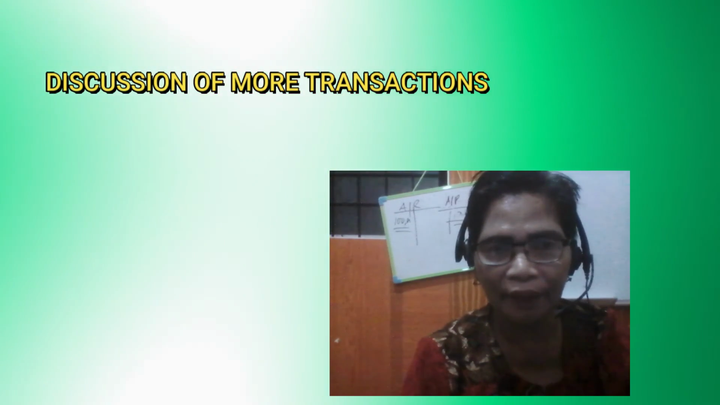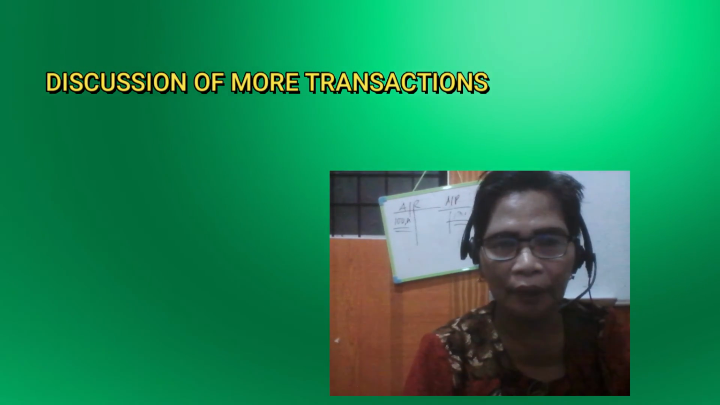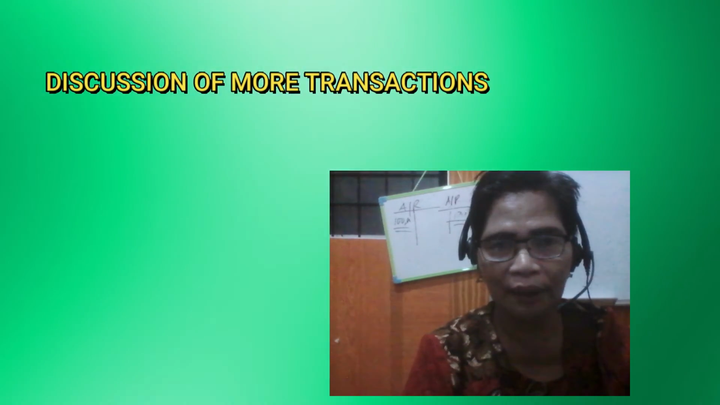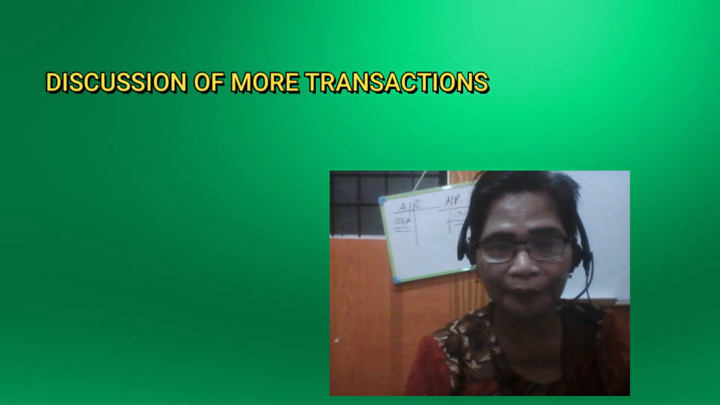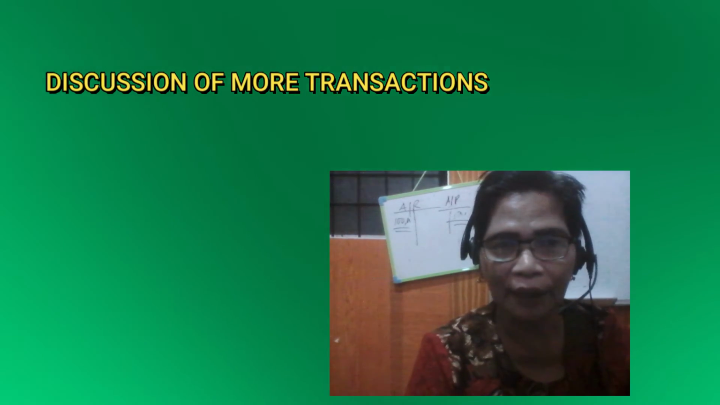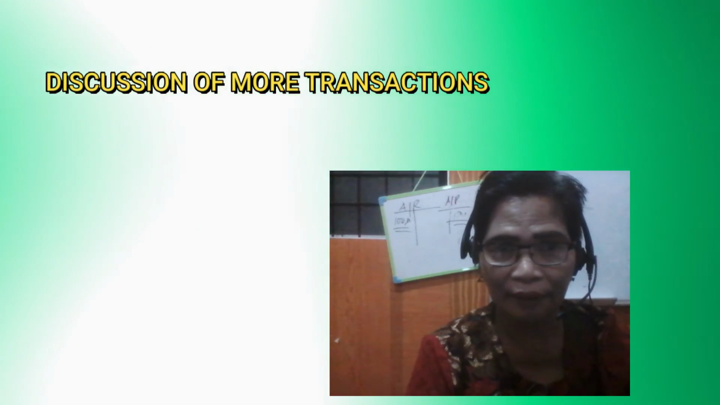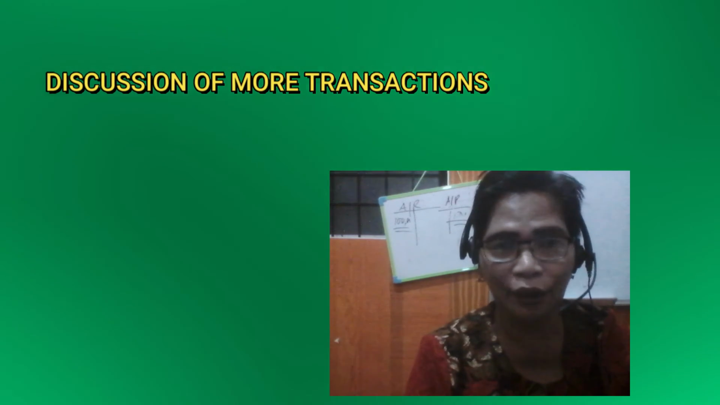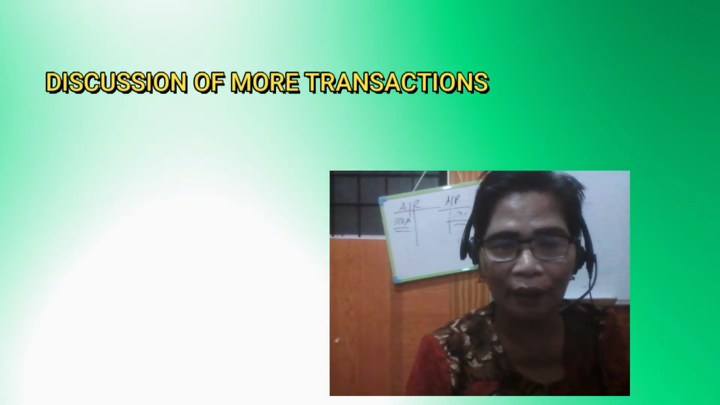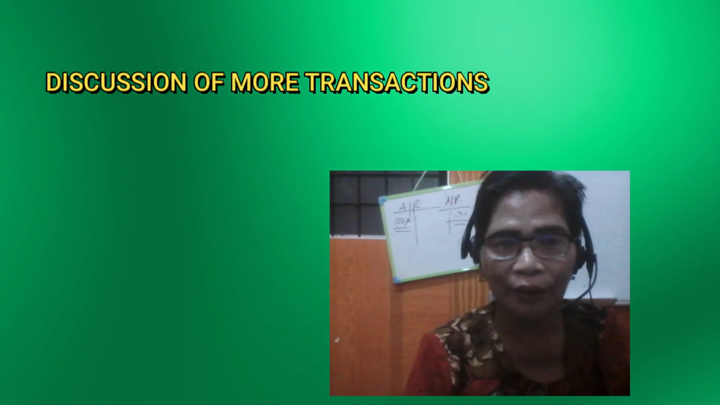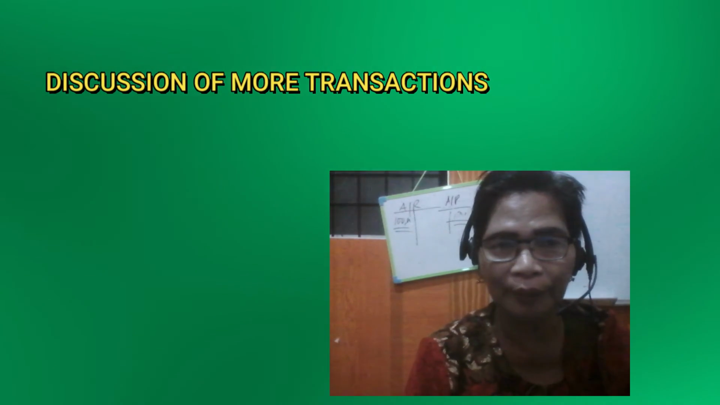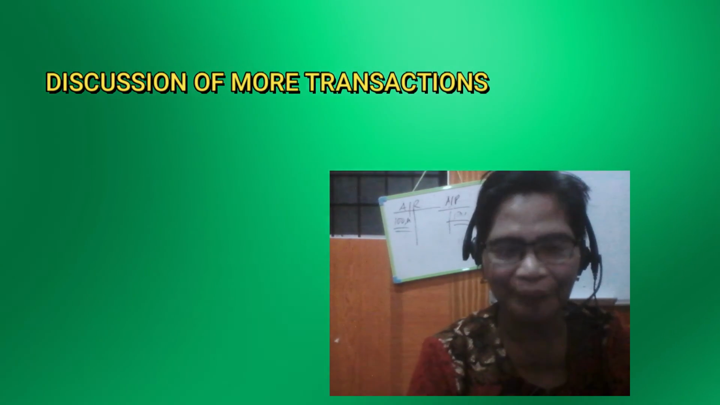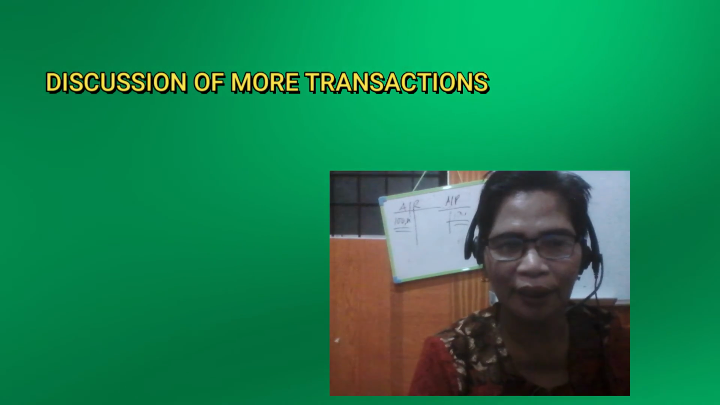For number 7, for example, the owner, Mr. Sanoria, put another 100,000 into the business. This is an example of an additional capital. So the format of the debit entry and the credit entry will be the same as transaction number 1. So this is an example of an additional investment.